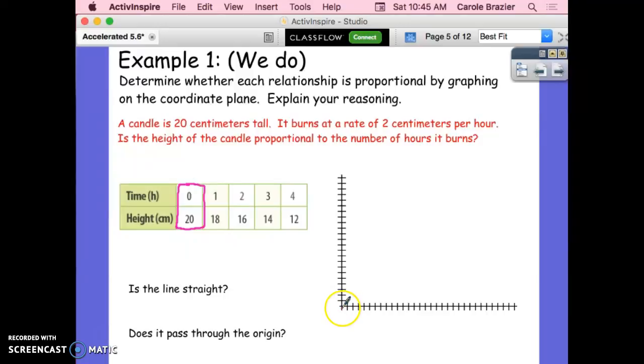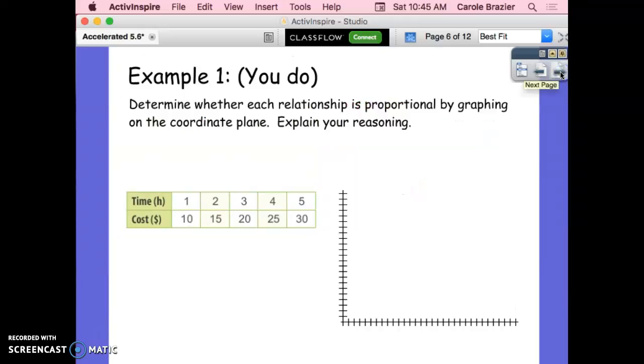So if I started at 0 and went up 20, so I'm going to count by 5s, over 1, 18, over 2, 16, 3, 14. So that probably wasn't a good number to count by, but you can still see that yes, it has a downward slope. No, it doesn't cross through my origin. So this is not proportional. Even though the line is straight, it does not pass through the origin. Okay? So this one, I'm going to have you try on your own.